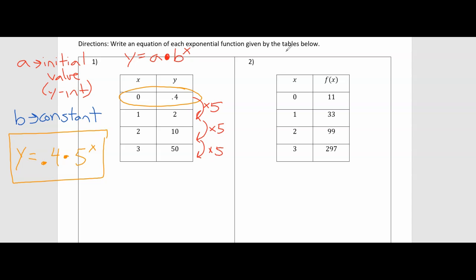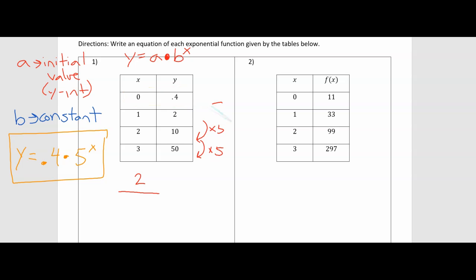Now you may say, well, what if I couldn't tell that it was 5? Because some of these may be 5.8 or 1.4 or 2/3, etc. Well, if it's not clear to you what you're multiplying by every time, then there's an easy way to figure out what this constant ratio is. And that is to actually write out the ratio. A ratio is just a fraction. So what you do is you take one value.